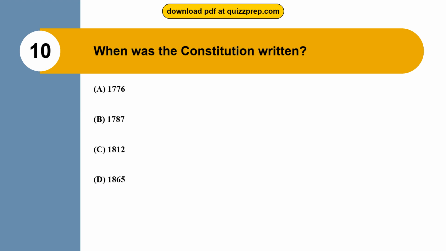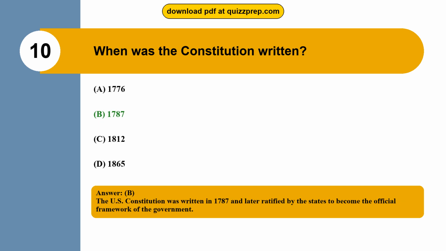Question 10. When was the Constitution written? Option A, 1776. Option B, 1787. Option C, 1812. Option D, 1865. The correct answer is option B, 1787. The U.S. Constitution was written in 1787 and later ratified by the states to become the official framework of the government.